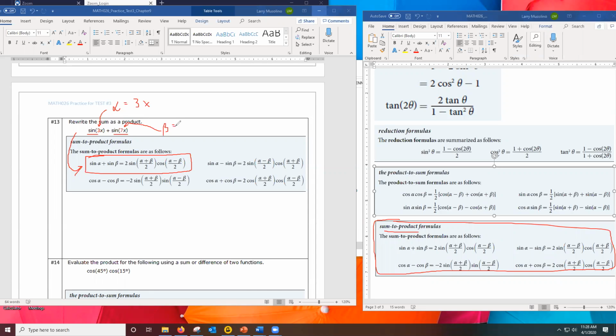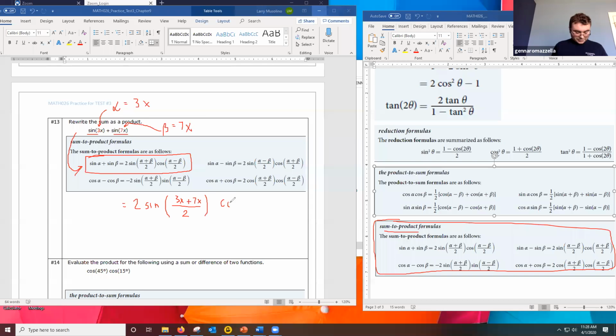So let me go ahead and plug into the formula. I'm going to write this as 2 sine, and then it says alpha plus beta over 2. In our example, that's 3x plus 7x over 2. Then for the cosine, I got negative 2x, but make it positive 2x. Yeah, so here it's going to be 3x subtract 7x over 2.